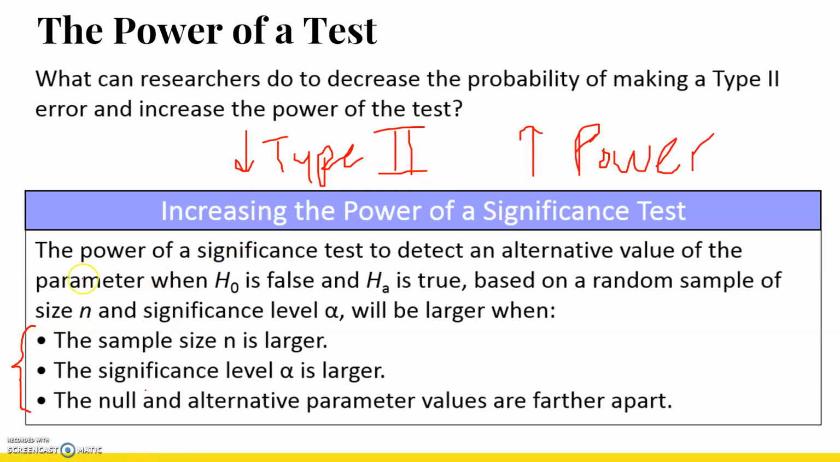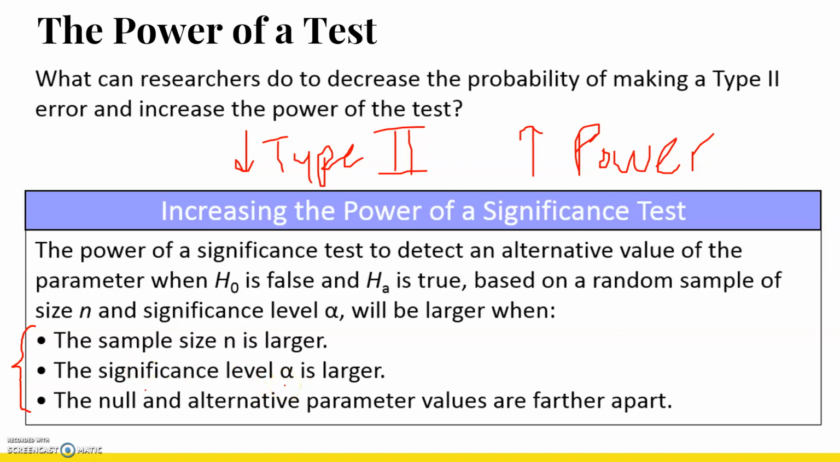Now, there's three things that you can do. And one is make the sample size larger. Okay, that will increase the power of your significance test. You can make the significance level alpha larger.